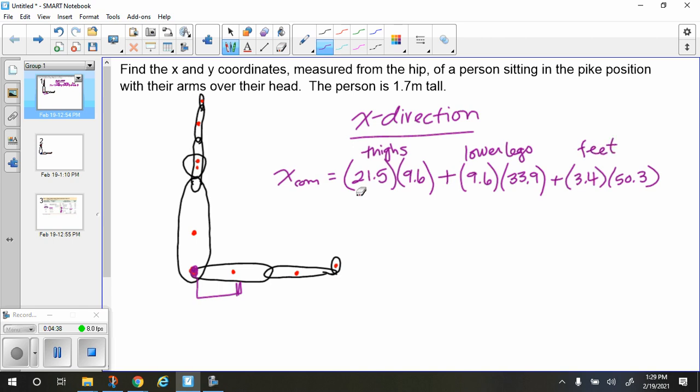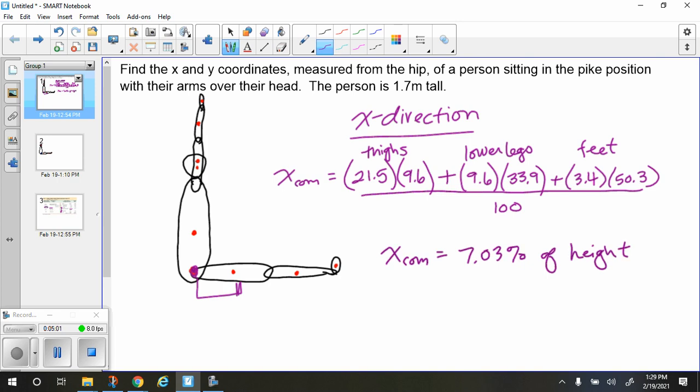Now I'm going to divide the whole thing by 100 because that's the total mass of the person. I just assumed that I had a 100-kilogram person so that I could do that easily. So then our x center of mass, you should get 7.03, and that is percent of the total height.